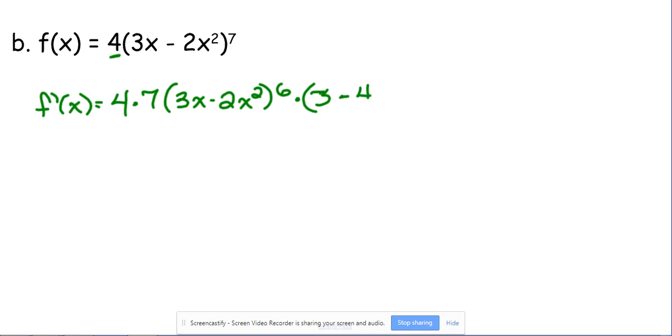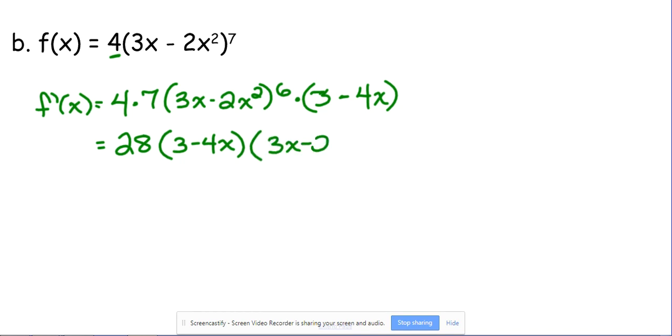Minus the derivative of 2x squared, which is 4x. So let's fix this up a little bit here. 4 times 7 is 28. Typically, we kind of increase powers as we go along, so we'll move that term to the front. And then 3x minus 2x squared to the sixth. And we're pretty much finished at that point.